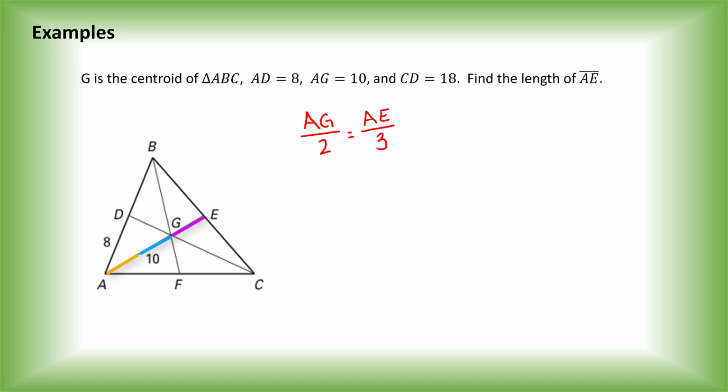Now that we have that proportion set up, we can go ahead and plug in our values. AG is 10. 10 divided by 2 equals AE divided by 3. 10 divided by 2 is 5. And we cannot divide AE by 3. But we know that when we're solving, we can undo that division with multiplication. So I'm going to multiply by the denominator of 3. And so 15 equals AE.